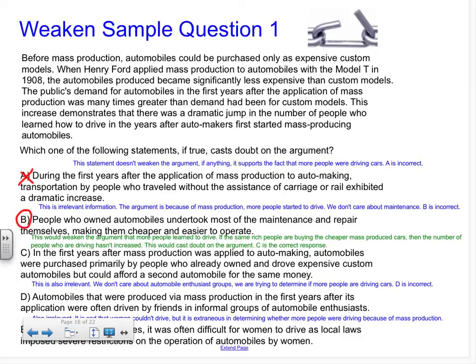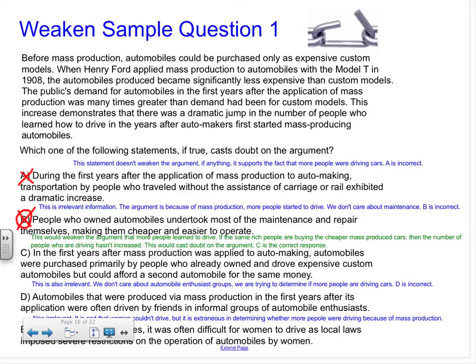People who owned automobiles undertook most of the maintenance and repair themselves, making them cheaper and easier to operate. This doesn't weaken the argument or cast doubt that because of mass production, more people started to drive. We don't really care about maintenance, so we can eliminate B because this would be incorrect. Let's take a look at C.